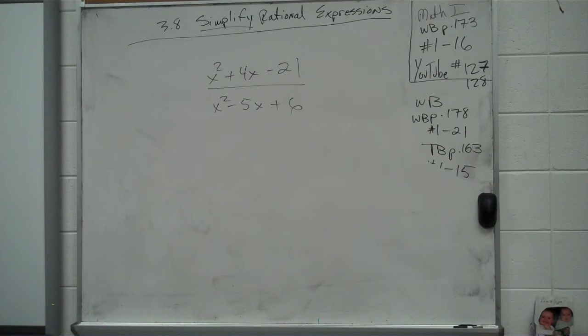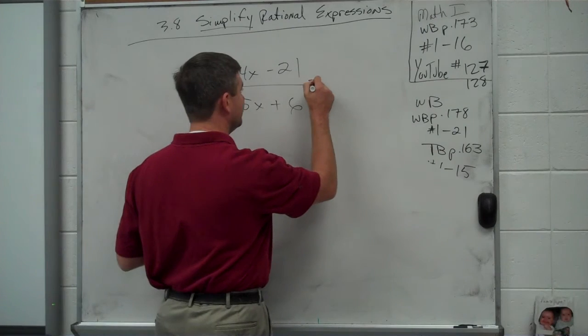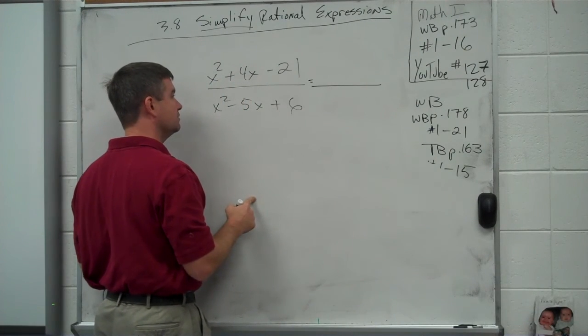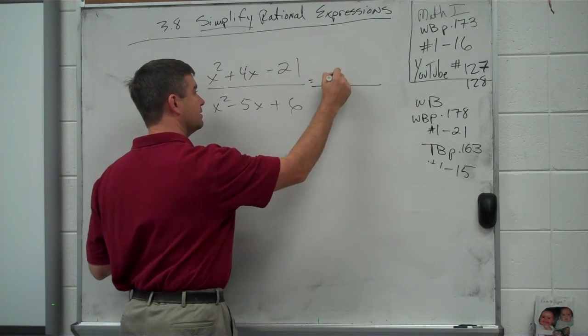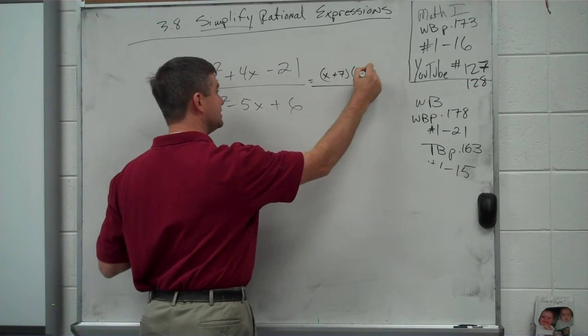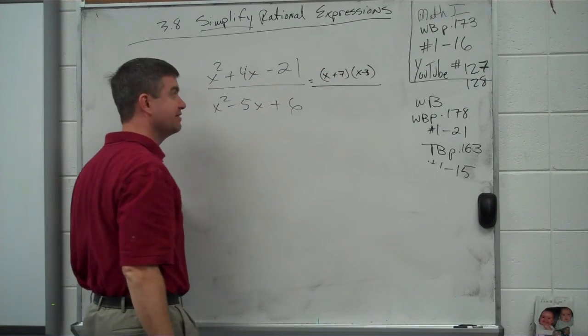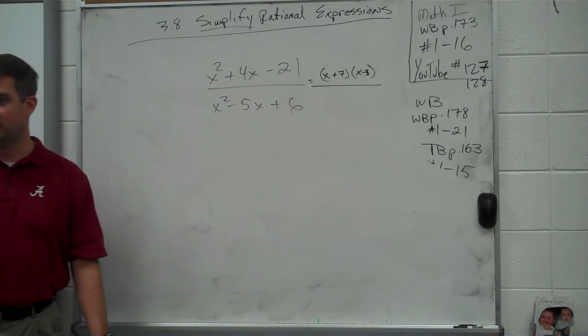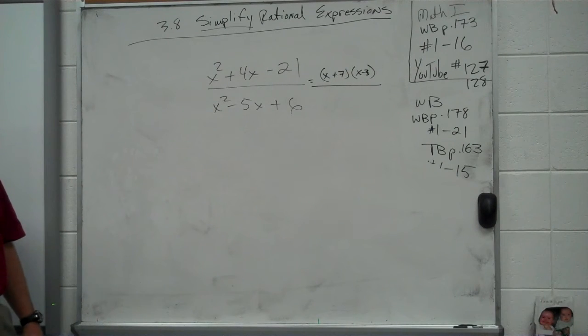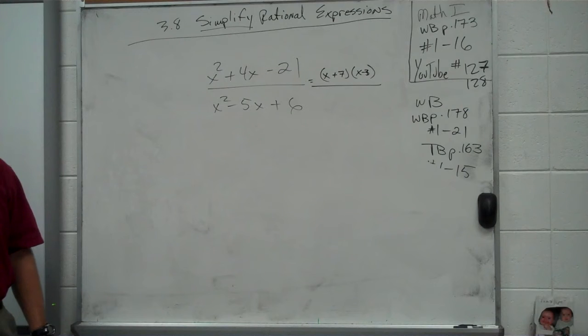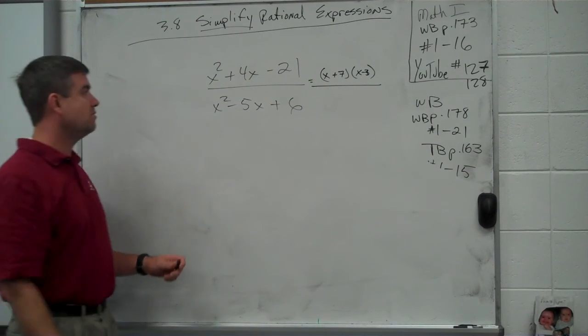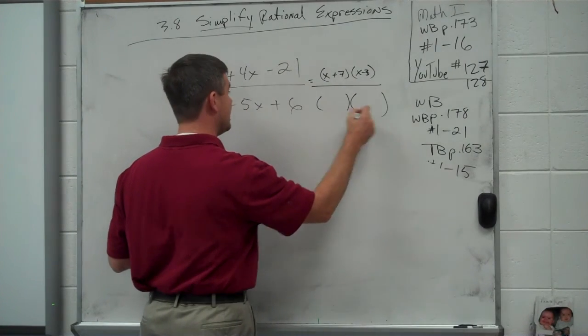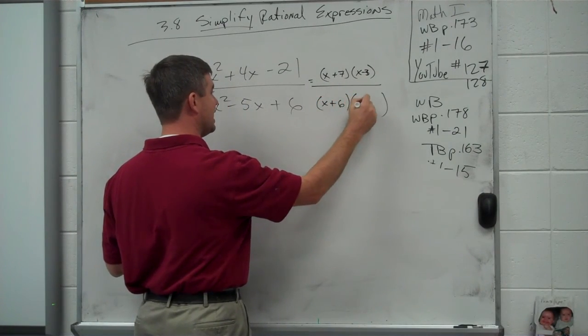Don't forget excluded values. Tell me what the excluded values are. Alright, love it. What does the top factor into? x plus 7, x minus 3. I think she's right. Is that right? Yes. Okay, good. BJ, what does the denominator factor into? x plus 6 and x minus 1.